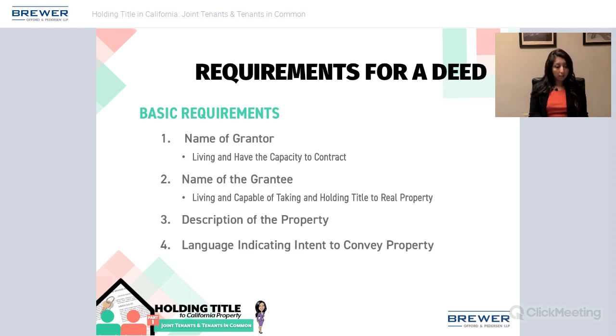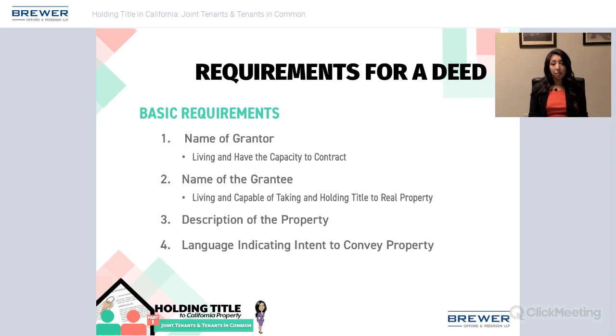So for example, whether it's grandparent to grandchild or seller to buyer, it has to specifically state John Doe grants real property to Jane Doe. The names have to be specific. So that means that when naming the grantee, you can't just leave it open in the air, such as for all my future grandchildren or my future children or potential cousins, nieces, what have you. It has to be very specific.